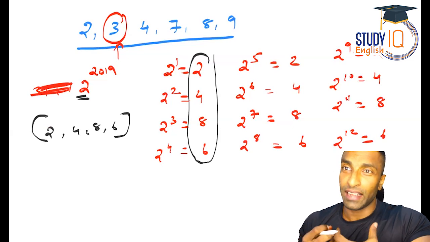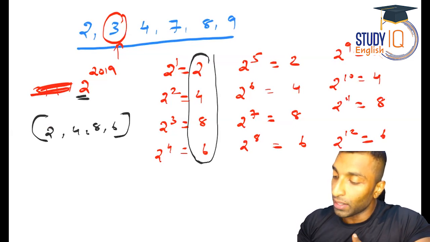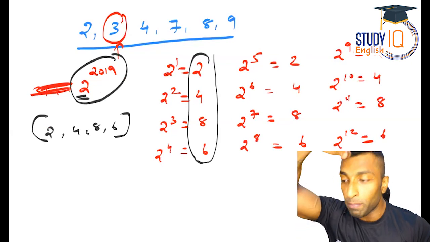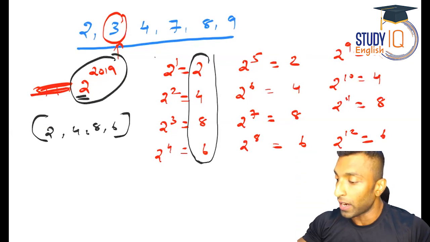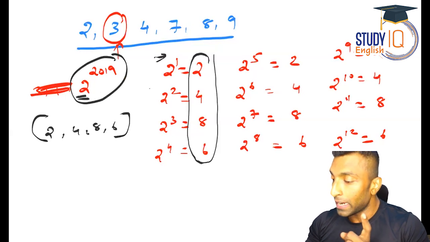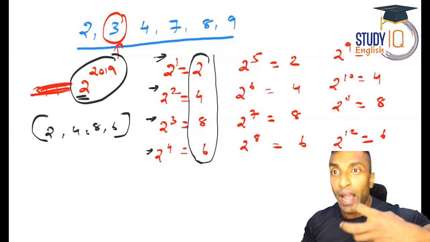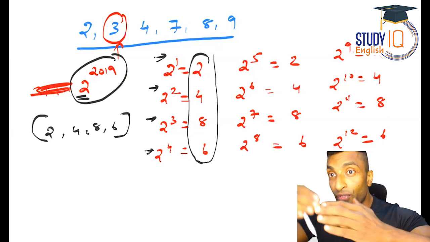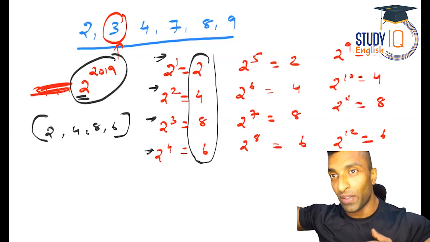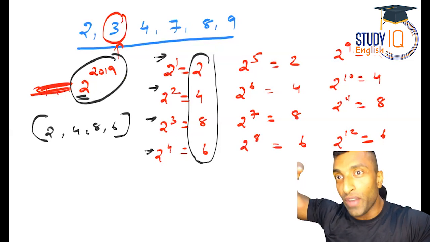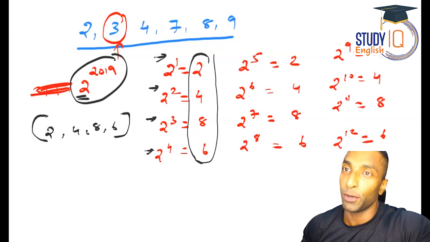Now, how can I find the answer here? If it is 2019, I need to find which position. If it is in the first position, it is 2. If it is in the second position, 4. Third position, 8. Fourth position, it is 6. So I need to look for where 2019 will come. If I go in this way, 4, 4, 4, 4, and arrange in that way, that's what I need to look for.